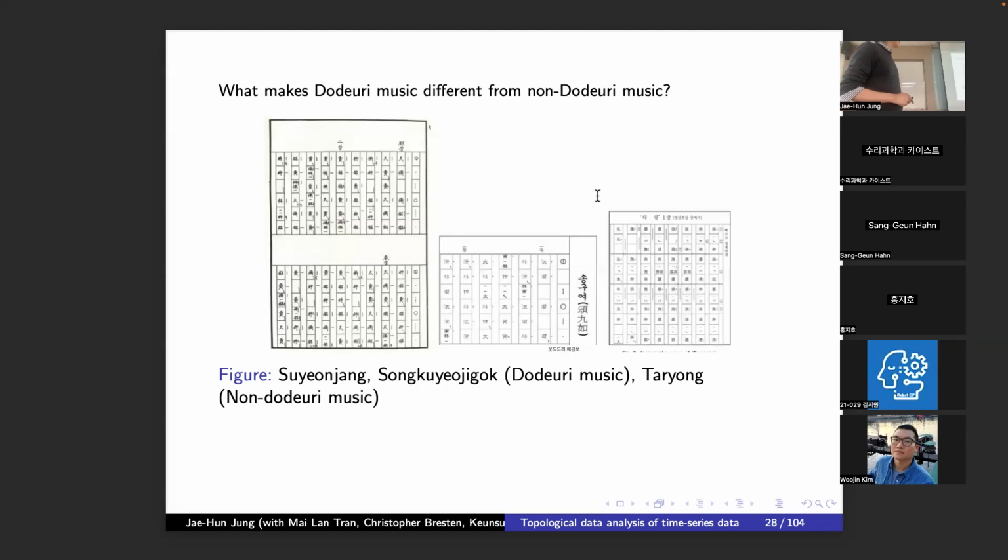The 송구여 지곡 is basically the same as a 수연장 지곡, but one octave higher. So basically they are the same. Of course, there are some variations, however, they are basically the same. This is known as dodori music. Dodori means repetition: come back, progress, and come back, but with some variations. So this is dodori music, and then this is a taryon.